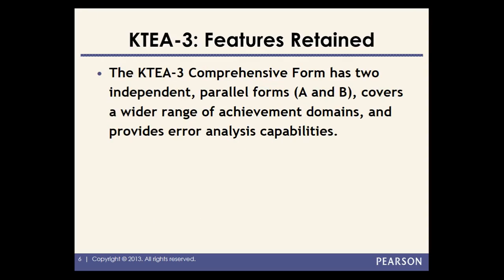In terms of what's retained, the KTEA-3 does have 2 independent parallel forms, forms A and B, and that's going to help you when you have to do different assessments for progress. I always like tests that give parallel form options. It really does help when you have to measure progress on interventions and so forth. It does cover a wide range of achievement domains, and it allows for error analysis capabilities, which is similar to what you've been able to do in the past.